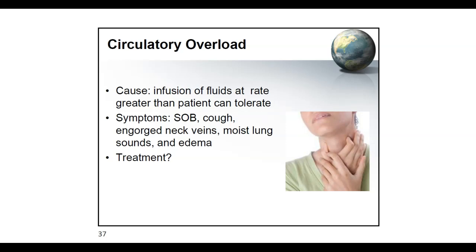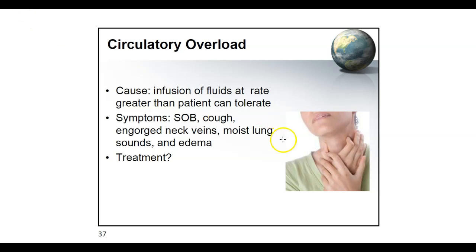Signs and symptoms of circulatory overload. Shortness of breath. So again, remember, everything is connected. If the heart has too much fluid, it has to go somewhere. So the next thing is it's going to start backing up to the patient's lungs, right? So you'll have respiratory symptoms like shortness of breath, coughing, engorged neck veins. And then you have jugular vein distension and moist lung sounds. So you'll have crackles and you'll see some edema.